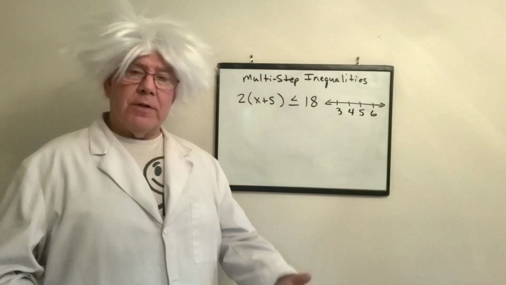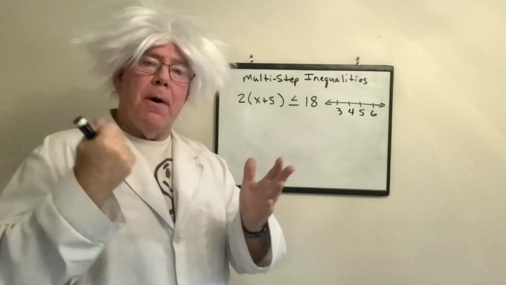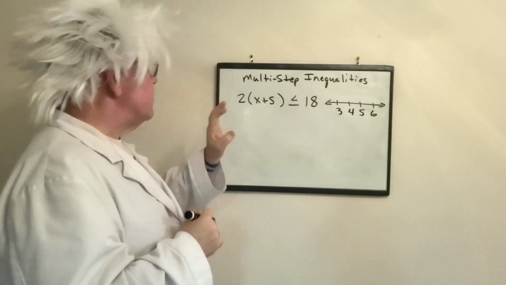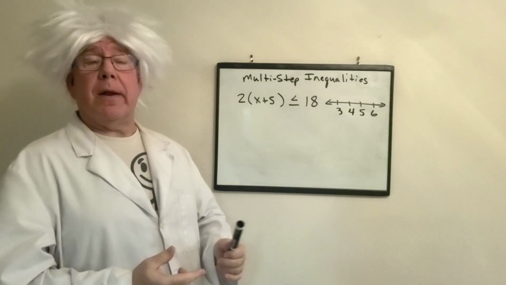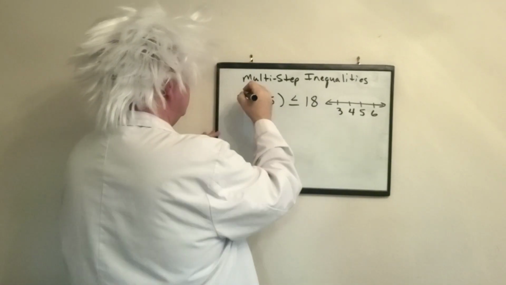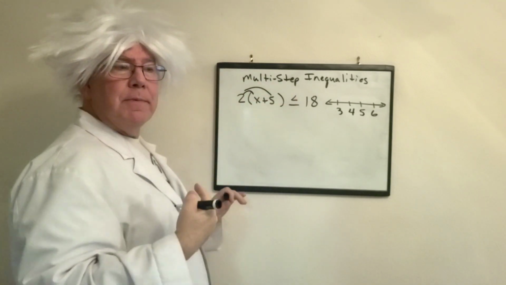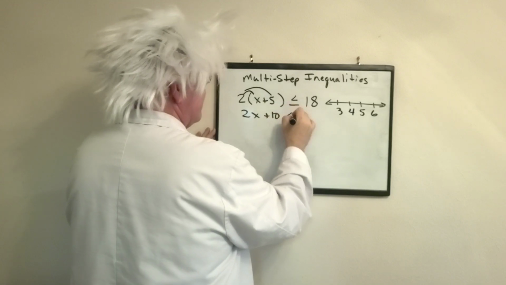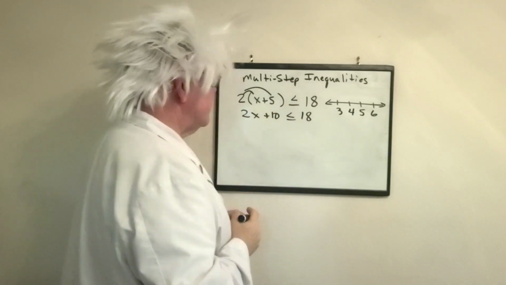Now, first things first, I'm going to show you the way that most people show you, and then I'm going to show you the way that I do it. So first things, when you see this, you think distributive property, okay? I'll go that way. So 2 times x is 2x, 2 times 5 is 10, less than or equal to 18.